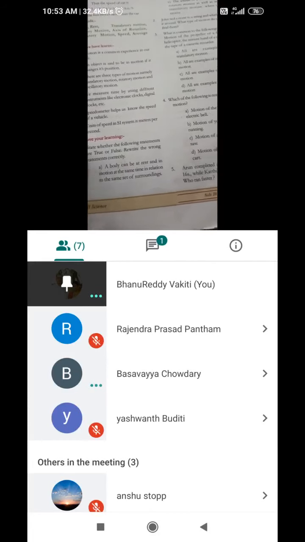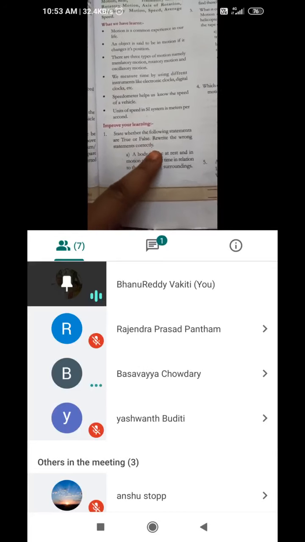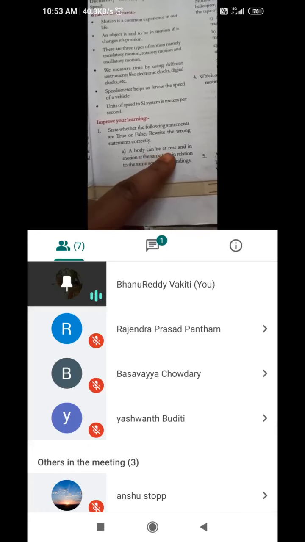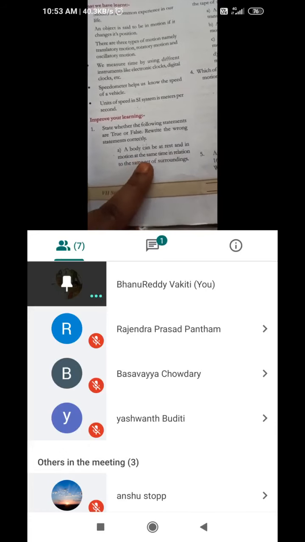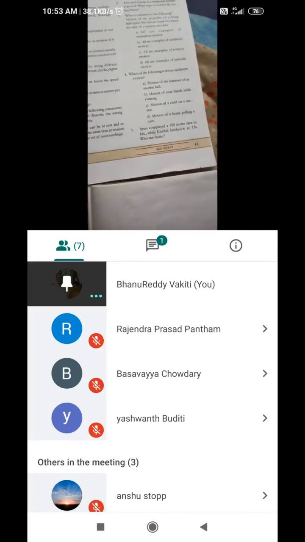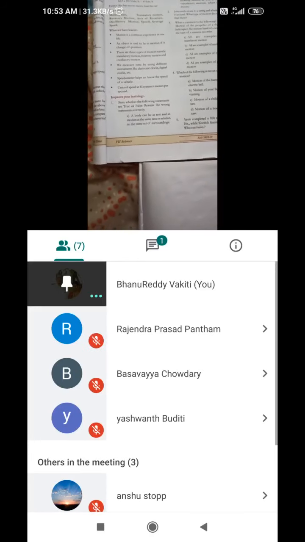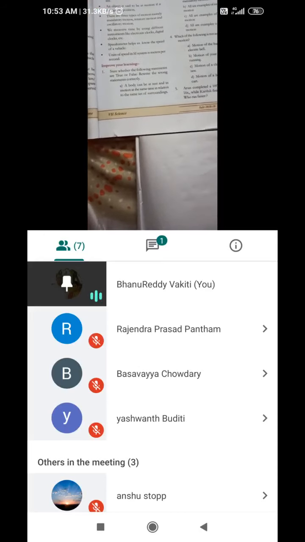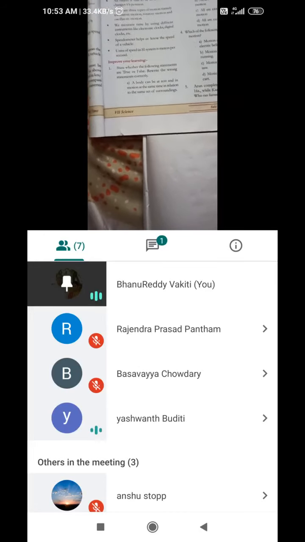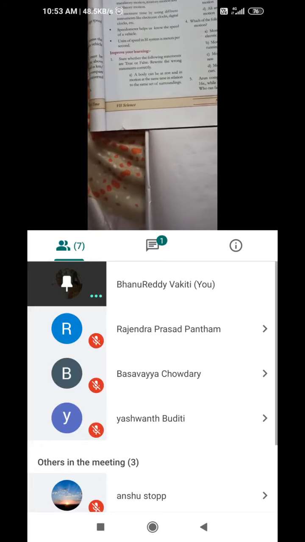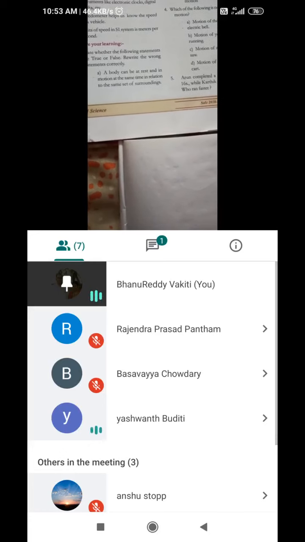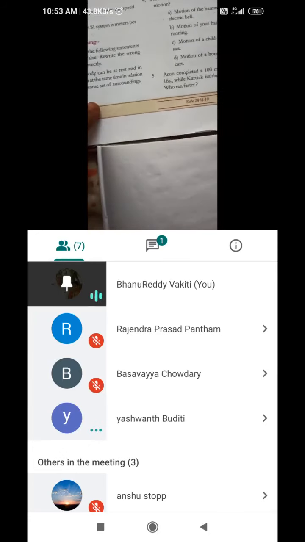State whether the following statements are true or false. Rewrite the wrong statements correctly. A body can be at rest and in motion at the same time in relation to the same set of surroundings. Why? What is the correct statement, Venkateshwarlu? For this correct statement, what is it?